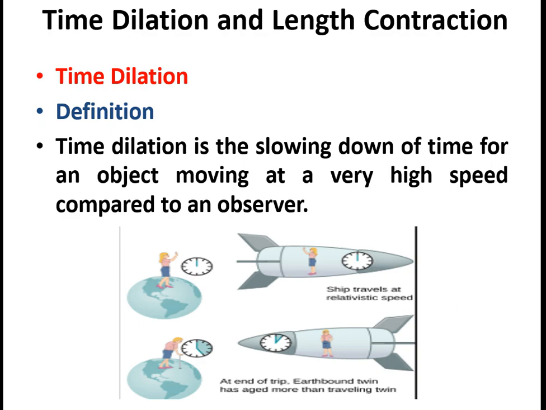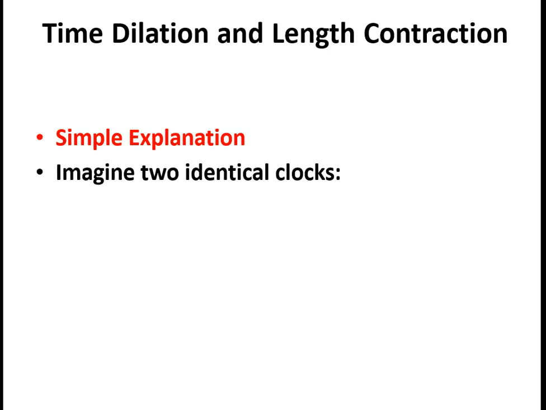Are you following what I'm trying to say? So this is what is referred to as time dilation. Time dilation is the slowing down of time for an object moving at a very high speed, close to the speed of light, compared to an observer. Are you following me? So let's see other points that we have here.